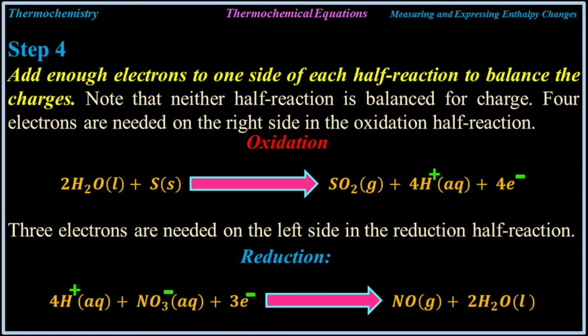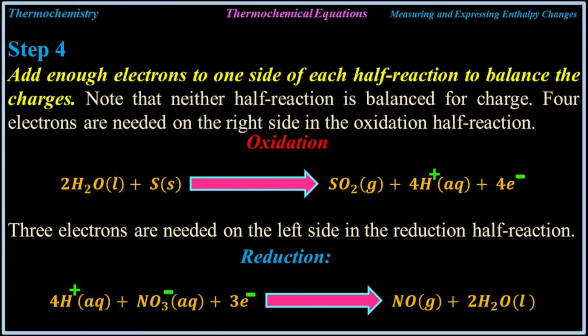So that makes sense. Step 4, add enough electrons to one side of each half reaction to balance the charges. Note that neither half reaction is balanced for charge. 4 electrons are needed on the right side in the oxidation half reaction. So I'm going to add the 4 electrons on the right. Excellent. 3 electrons are needed on the left side in the reduction half reaction. Okay, good. So that's done.